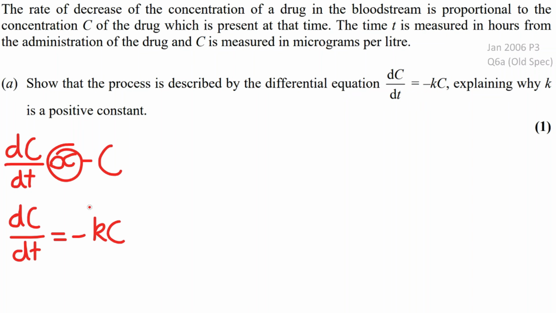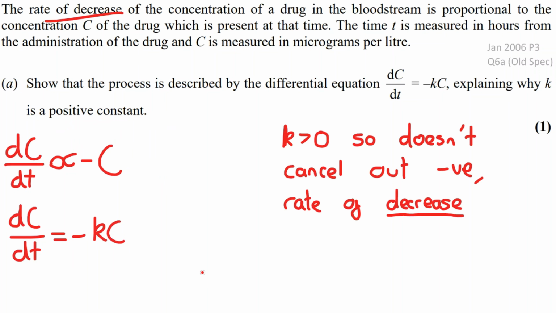So we just replace this alpha sign with an equal sign and a k, where k is a constant. Now k has to be a positive constant because we need this to be a rate of decrease, and if k was a negative number, say like -1 for example, this would cancel out with this minus number and then just leave it equal to C, so therefore it would be a positive rate now. So it has to be a number that's bigger than 0, so it doesn't cancel out the negative sign because it's a rate of decrease.